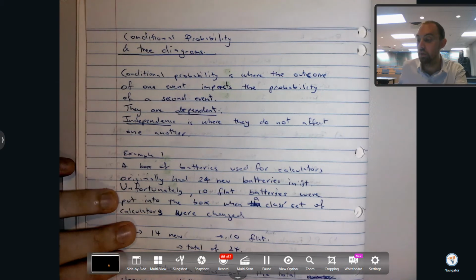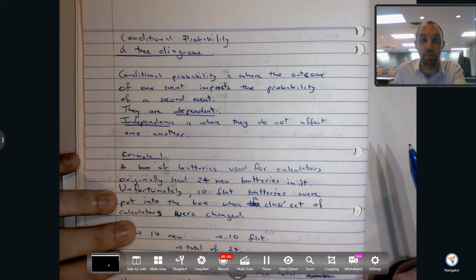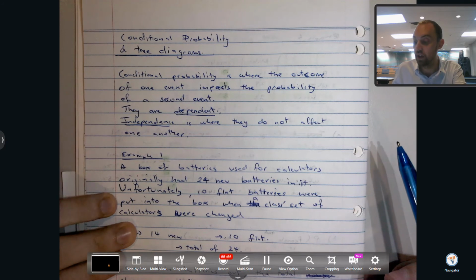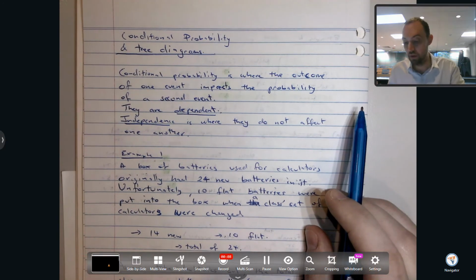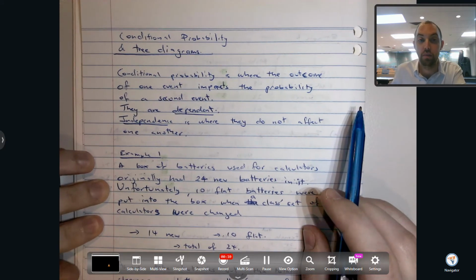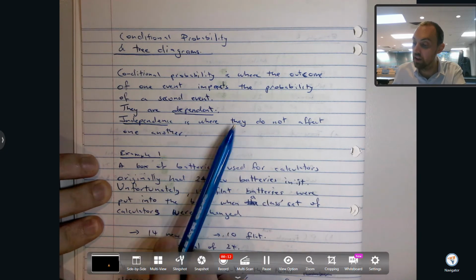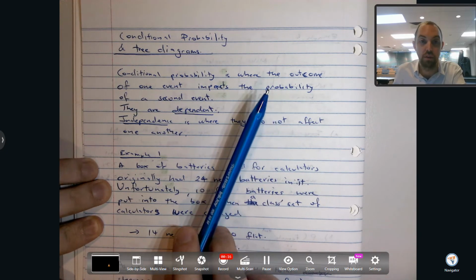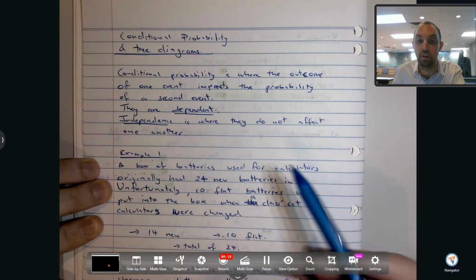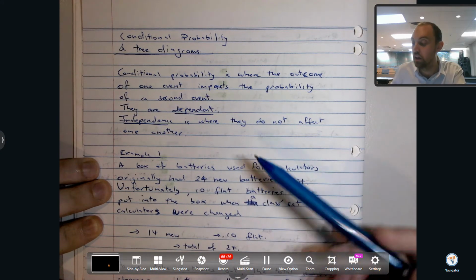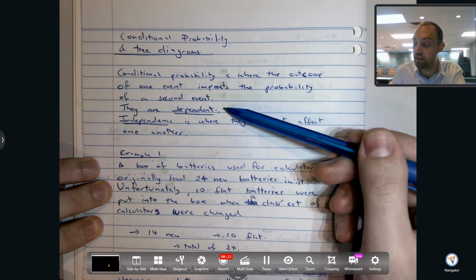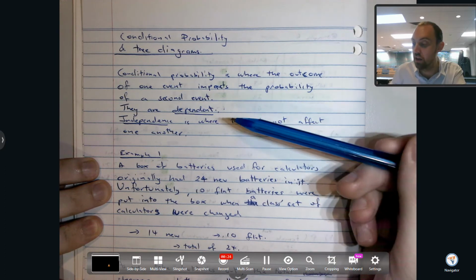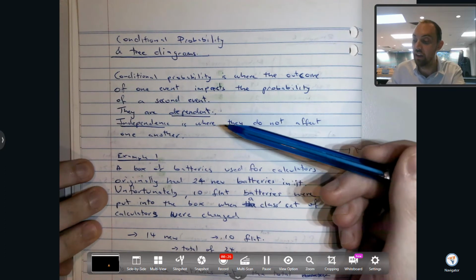Hey guys, today we're going to be looking at conditional probability and tree diagrams in order to model those situations. So a quick thing about conditional probability is that it's where the outcome of the first event or one event impacts the probability of the second event. Another way to describe this is the word dependent, or the result of one is dependent on the other.